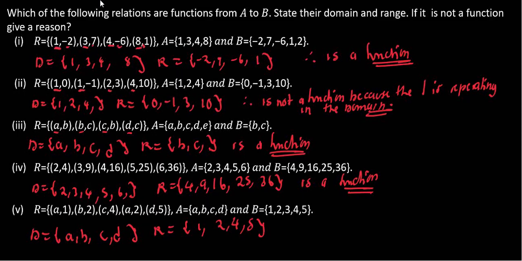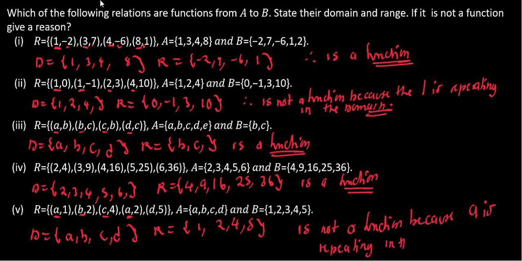So here, what can be a conclusion in this situation? Let's check A. A here, in the x-axis, you have 2 A's here. So there's a repetition. So we say it is not a function because A is repeating in the what? In the domain. That's what it means. That's all.